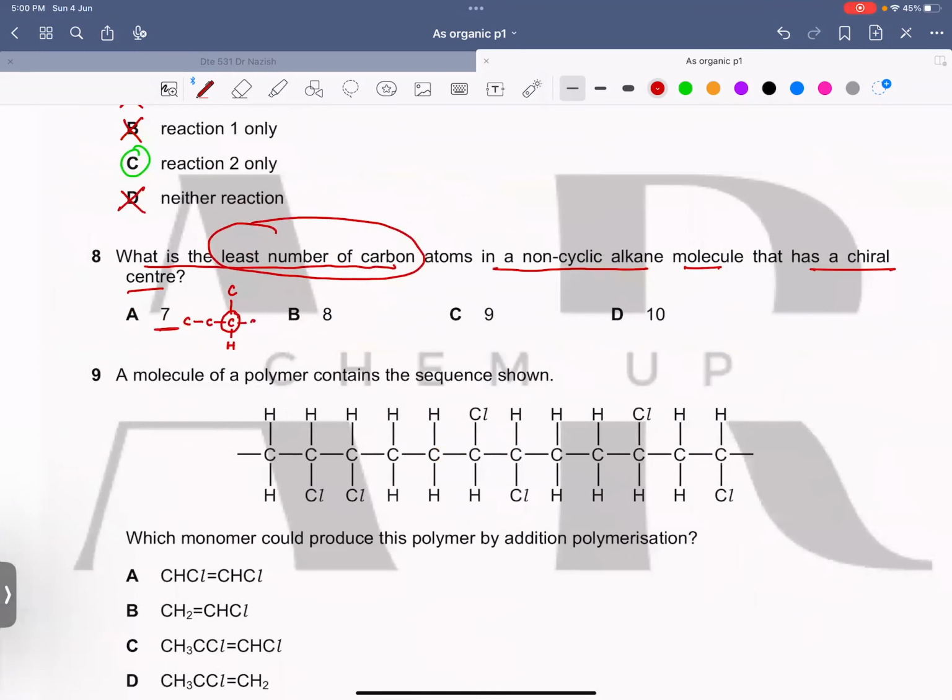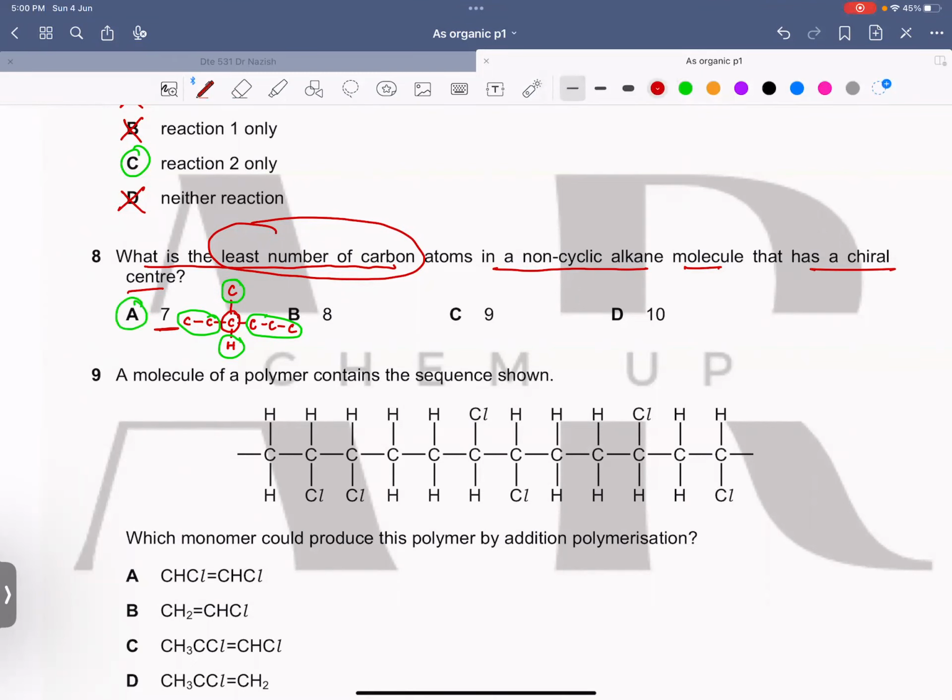So 1, 2, 3. So see, on one side there is a chain of 3 carbon atoms. On the other side, there is a chain of 2. The numbers are different. So this is the smallest number, and it is forming a structure which has a chiral carbon. So yes, it is my answer. This is the correct answer.